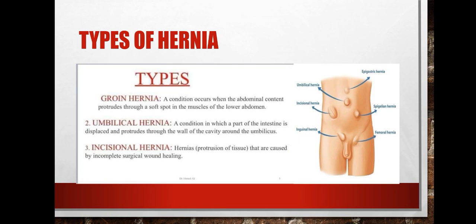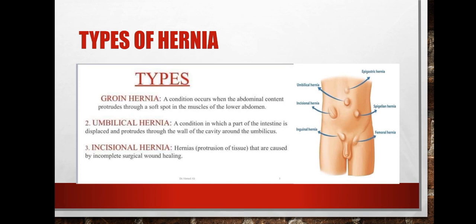So now we will discuss types of hernia. Groin hernia, the first one, is a condition that occurs when the abdominal content protrudes through a soft spot in a muscle of the lower abdomen. It is groin hernia, so it occurs in the lower abdomen near the groin area.